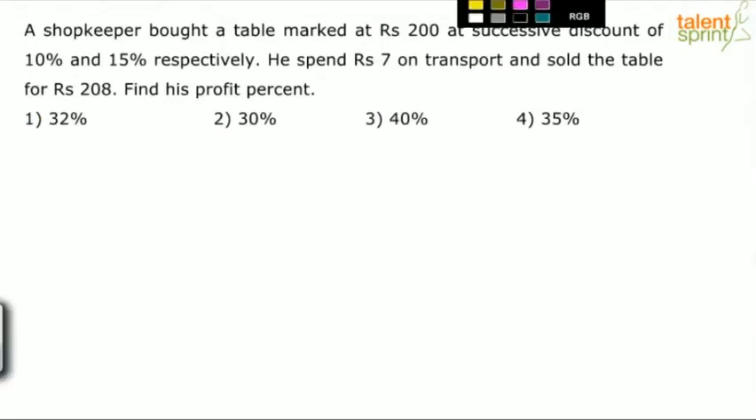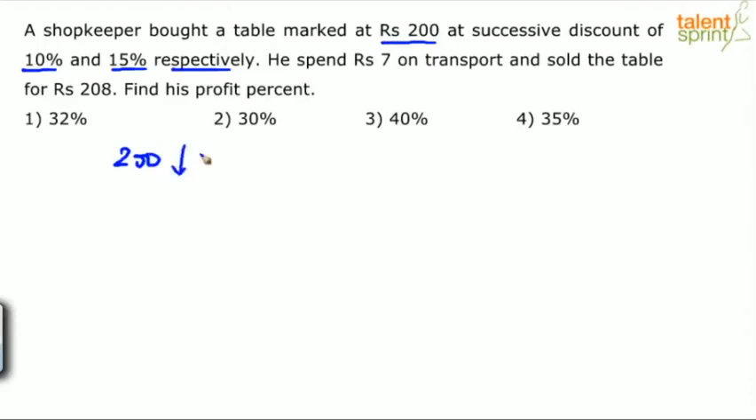Try this one now on profit and loss. A shopkeeper bought a table marked at rupees 200 at 2 successive discounts of 10% and 15% respectively. So straight away try to find out the price. See, 200 rupees, first discount is 10%. So it will result in what? 200 minus 10% is 180. 10% of 200 is 20, so 200 minus 20, 180.